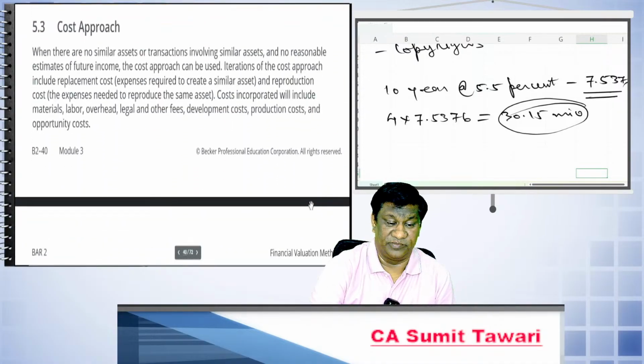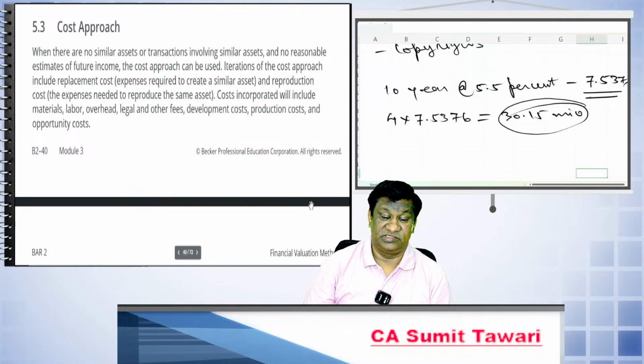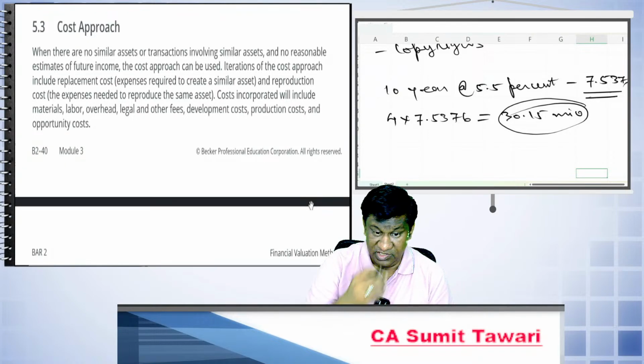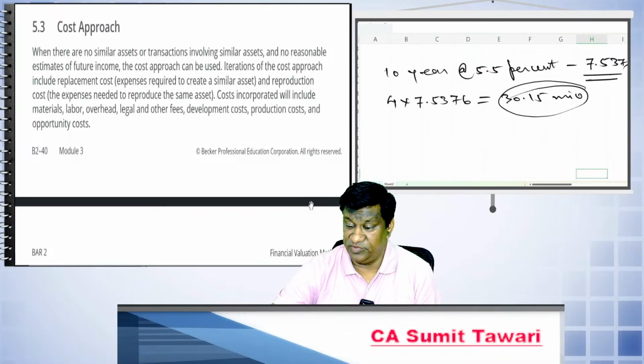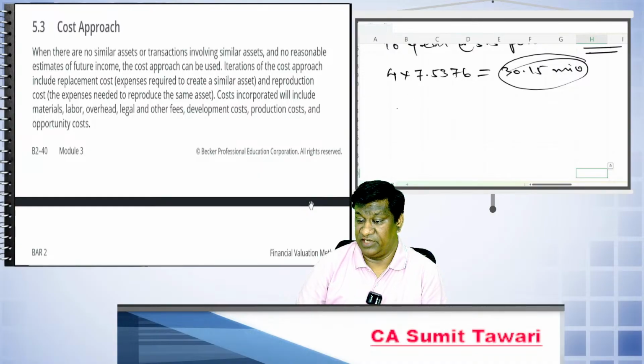Cost approach. When there is no similar asset or transaction involving a similar asset and no reasonable estimate of future income, the cost approach can be used. The two variations of the cost approach are replacement cost, the expenses required to create a similar asset, and reproduction cost, the expenses needed to reproduce the same asset. Cost will include material, labor, overhead, legal and other fees, development cost, production cost, and opportunity cost. So whatever cost is incurred, we need to consider that.